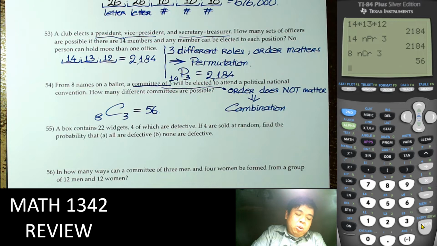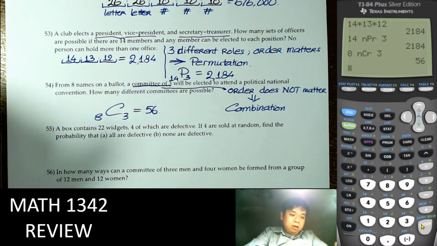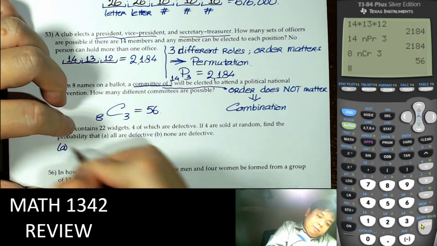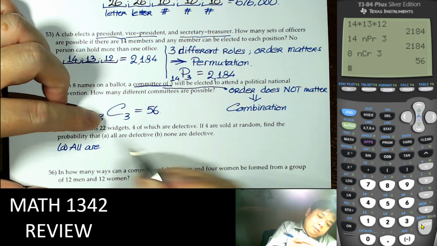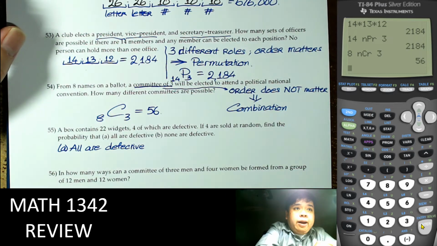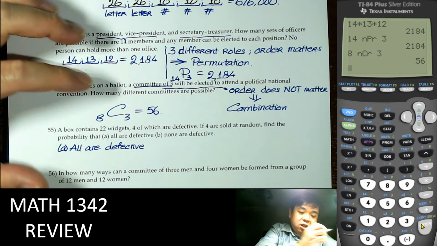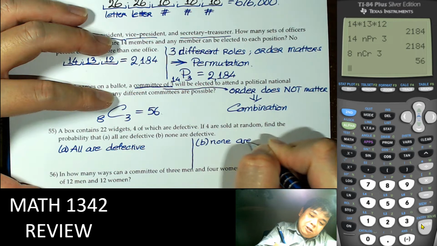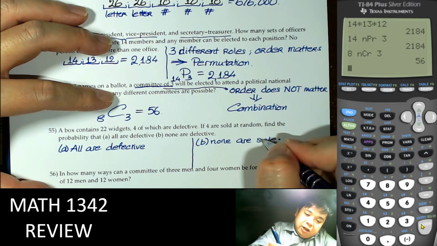A box contains 22 widgets, 4 of which are defective. 4 are randomly selected. Find the probability that all are defective and none are defective. In this case, we can just do that slot. None are defective.